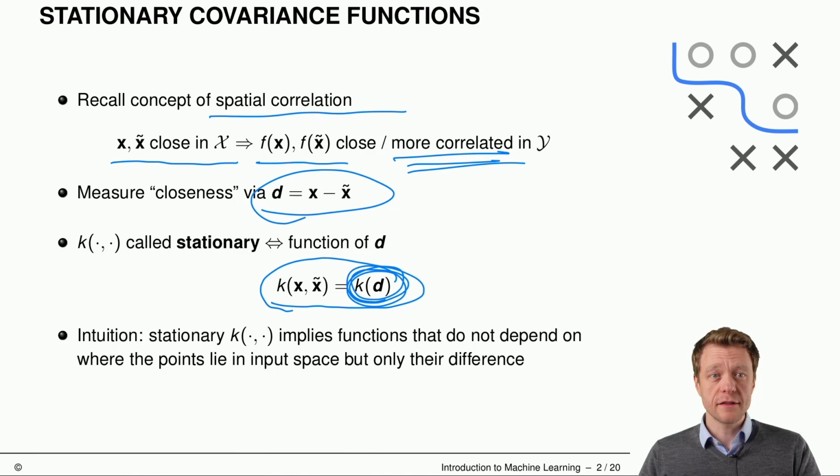Intuition-wise, this means that a stationary k implies functions that do not depend on where the points lie in input space, but only on their difference. But I think it's easier to see later in examples what this means. From the formula, it just means if you can write the kernel function as a function of d, then it's a stationary function.